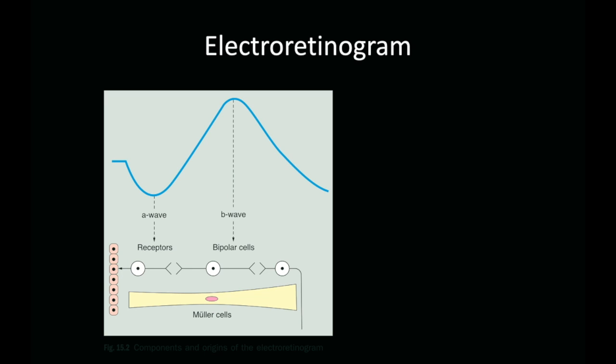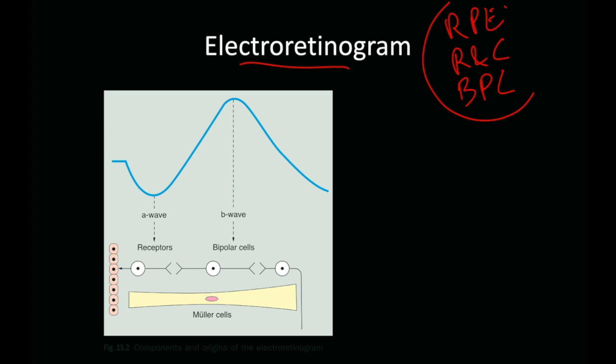Finally, I will end with this. Okay. Now you saw rods and cones, you saw bipolar cells, you saw RPE before that. Now based on these structures, there is one important application, that is electroretinogram, which is nothing but the recording of the electrical activity of the retina. So the receptors and the bipolar cells are the key features here.